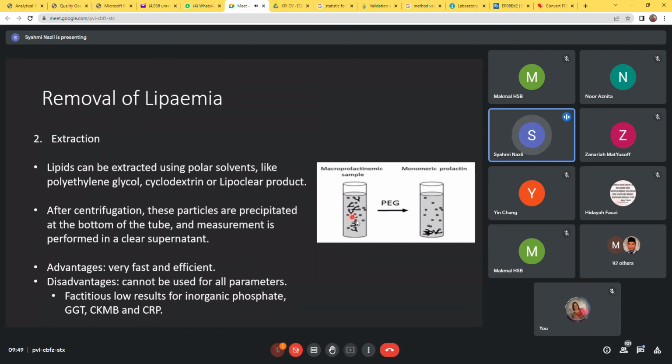As you can see, I show you an example of how we do PEG precipitation for macroprolactinemia samples. PEG will bind with these proteins and lipids, and later it will be precipitated at the bottom of the tube. So we will measure the upper part of the sample, the clear supernatant. The advantage of this extraction is that it is very fast and efficient. However, it cannot be used for all parameters because there is a case report showing fictitiously low results for inorganic phosphate, GGT, CKMB, and CRP values.